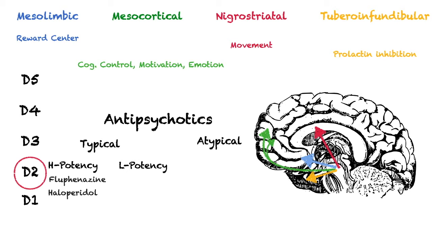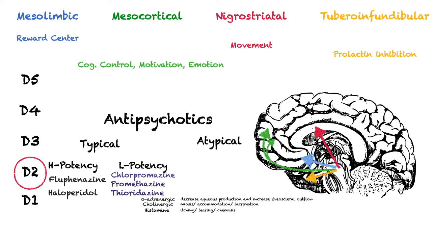Now, for the low potency medications, we have examples such as chlorpromazine, promethazine, and thioridazine. I went ahead and marked these purple because they can actually be found on the National Boards of Optometry drug list. And since I am an optometrist, I like to put a little bit of favor for those who are in my field. The low potency antipsychotic medications are pretty unique because they do not bind to the dopamine receptors exclusively. Actually, they have a bit of an affinity towards alpha-adrenergic, cholinergic, and histamine receptors as well.